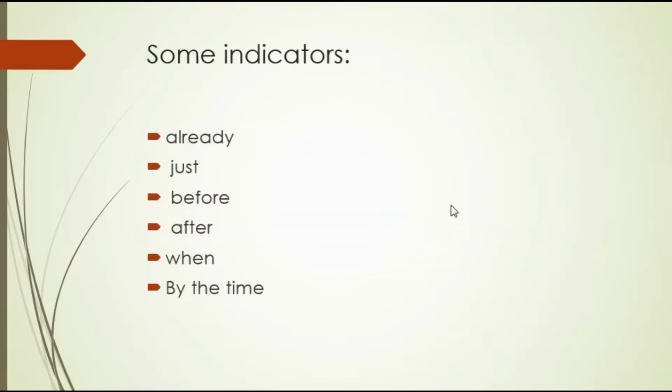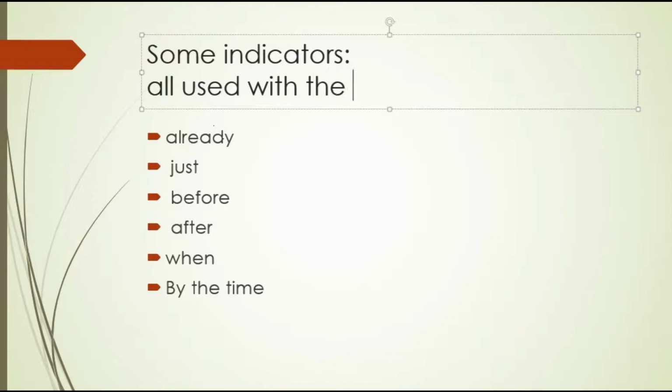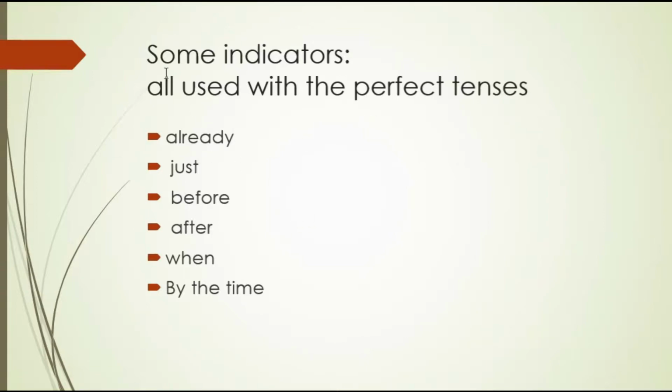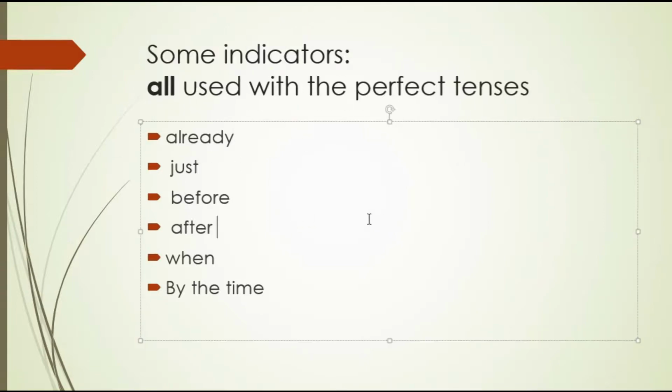So there are a couple of indicators that are usually associated with all the perfect tenses. Now, this might be confusing to you: we have already, just, before, after, when, by the time, with present perfect, past perfect, and future perfect. But yes, they are used with all of them, and it is the meaning that gives you a hint regarding which one is the correct one. These are all used with the perfect tenses, with all of them, no exception.